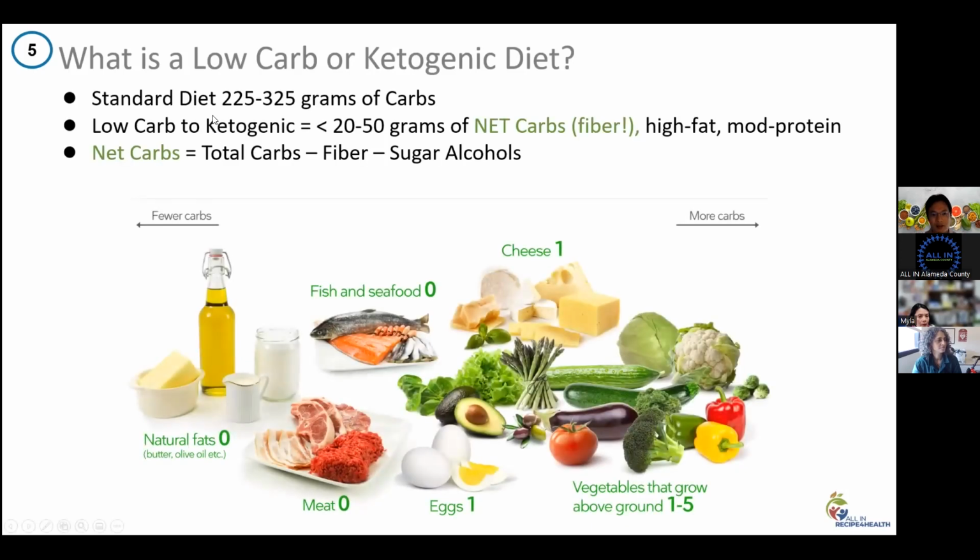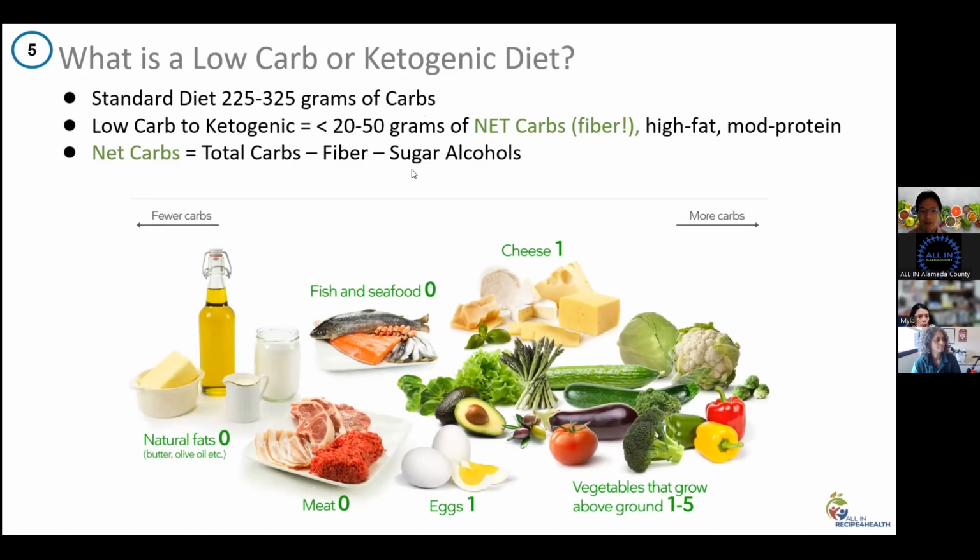So the standard diet, roughly the standard American diet, is 225 to 325 grams of carbs, if you're counting. But just so you have context, it's a lot of carbs. We eat a lot of carbs in general. A low carb or ketogenic diet is basically 20 to 50 grams of net carbs, more for a strict one, high fat, and then moderate protein.